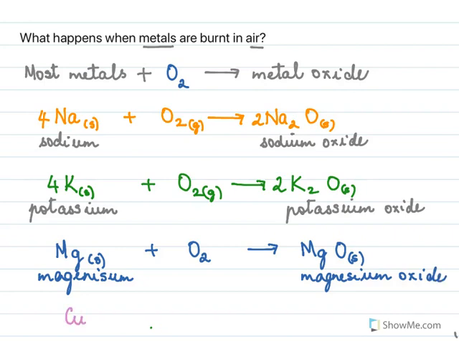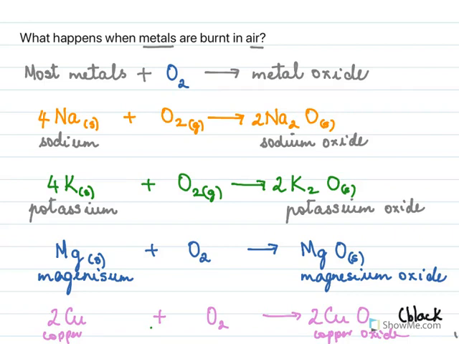If you take copper, it will also burn in air, combine with oxygen from the air and form copper oxide. This is copper, and here we have copper oxide. And remember that copper oxide is black in color. You need to balance the equations. For example, here you'll have to balance it.